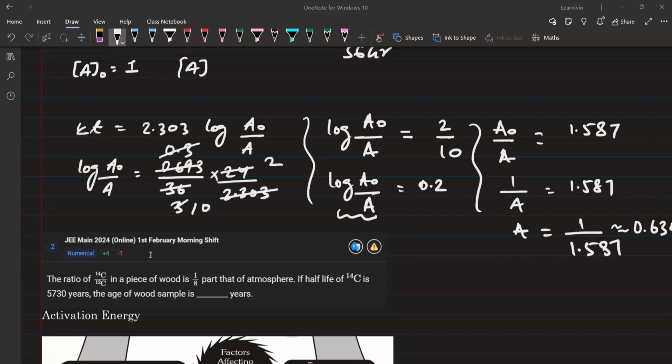Sir, the isotope is always first order. Yes, radioactivity is always of first order. Okay, sir.